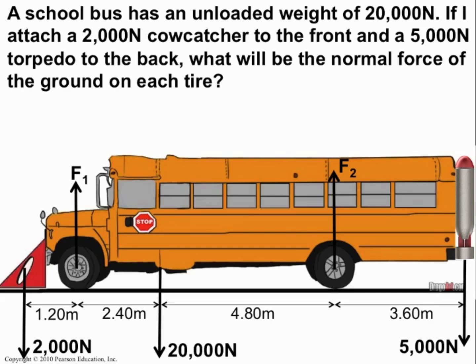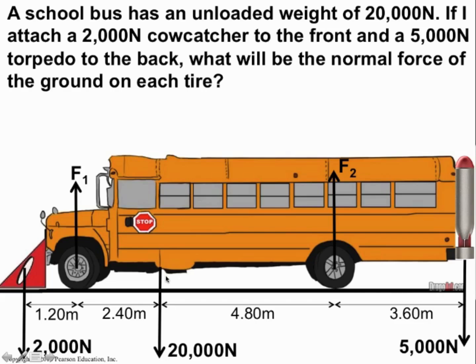Alright, well, let's go through this problem. If we look at our vectors, remember it's always important to make sure the vectors are labeled correctly. Here I just gave you the drawing, but when the problem doesn't give you the drawing, you need to make sure that you take the time to sketch. So let's first of all look at our 20,000 newtons because that vector is always there when it's unloaded. And that 20,000 newtons is going down straight into the ground from the center of mass of the bus.